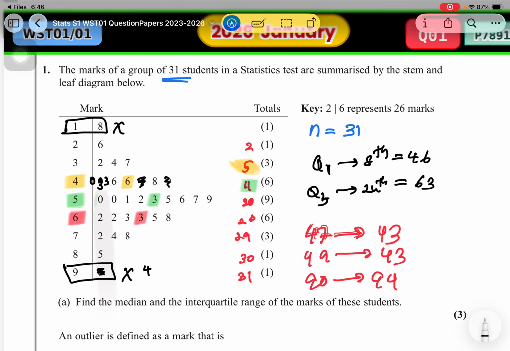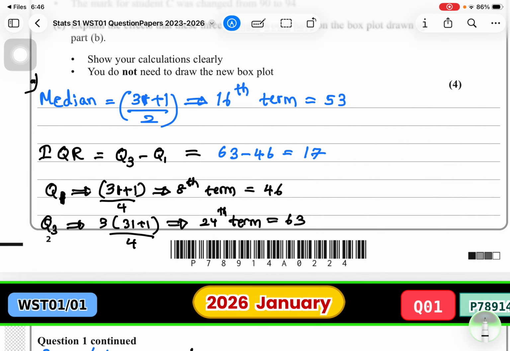Q3 is going to be after another 8 out of it. Up to here 16, 17, 18, 19, 20, 21, 22, 23, 24. Still it's 63. The upper one would also be the same value, which is 63. But something to notice was when the Q1 changed, our interquartile range has changed now, which is 63 minus 43, which is 20 now.